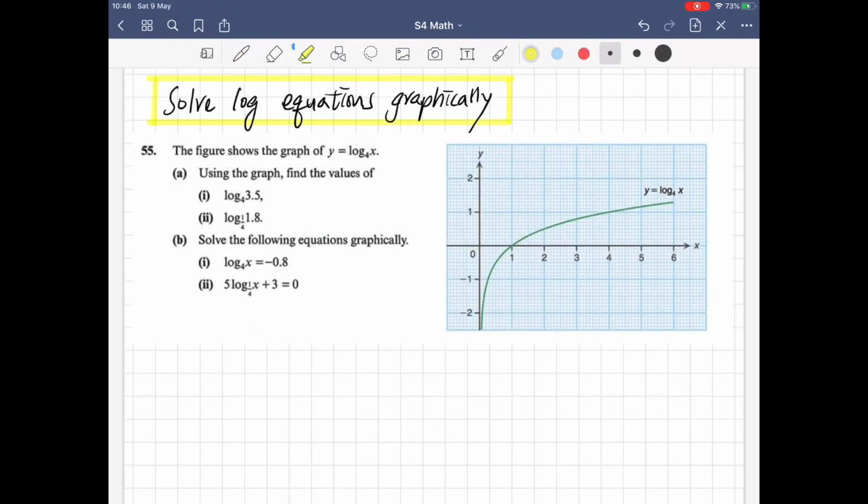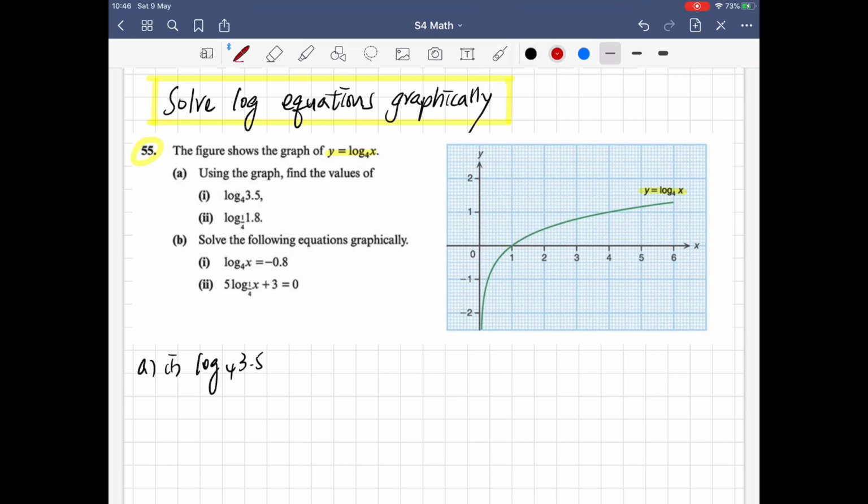The second part of section 7.4 is solving log equations graphically, and I will demonstrate one example in your classwork, that is question 55. In the question, the figure shows the graph of y equals log x with base 4. In A1, it asks you to find the value of log 3.5 with base 4.